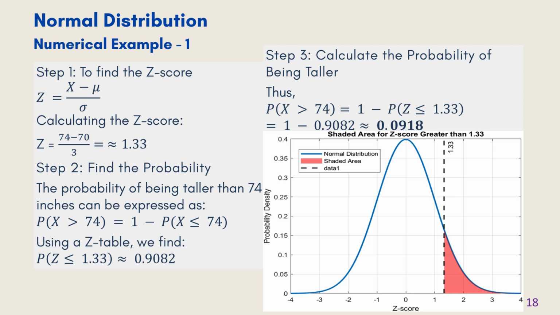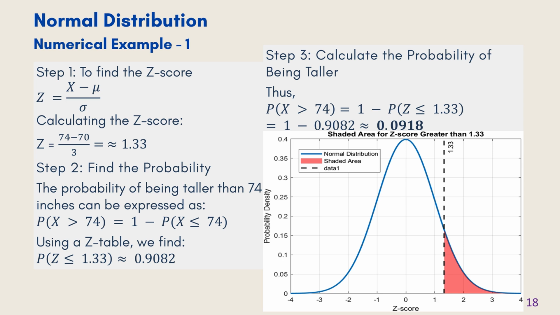Step 2. Finding the probability. Next, we calculate the probability of being taller than a certain height. This is expressed as P(X > 74) equals 1 minus P(X ≤ 74). Using the z-table, looking up the z-score in a z-table, we find the probability of z being less than or equal to 1.33 is approximately 0.9082.